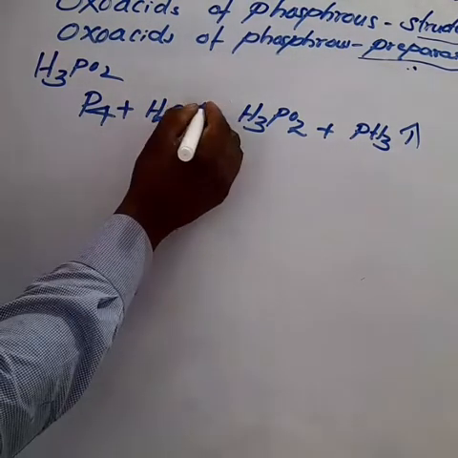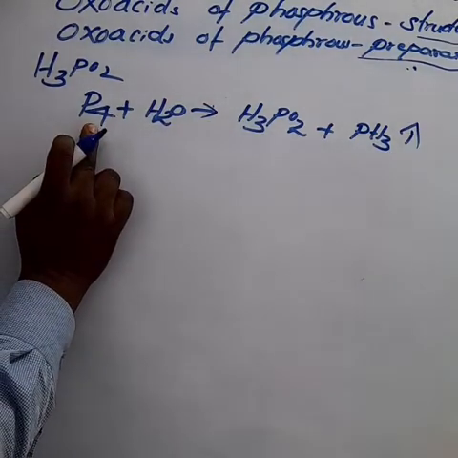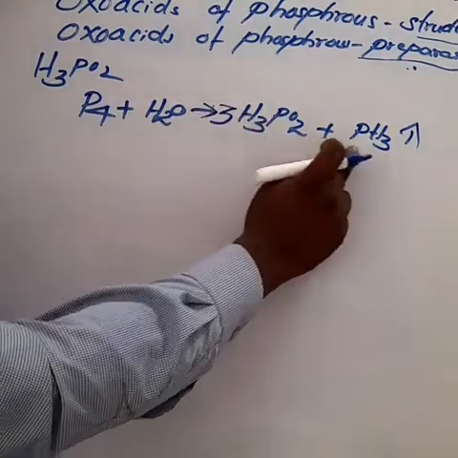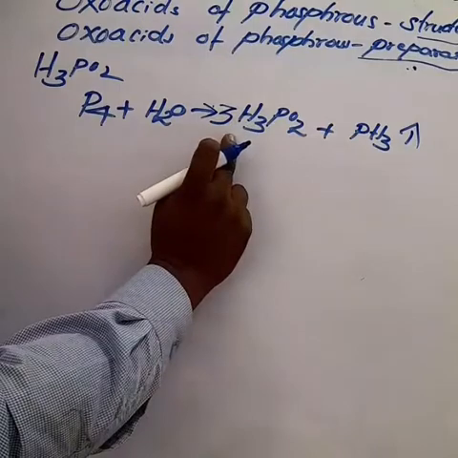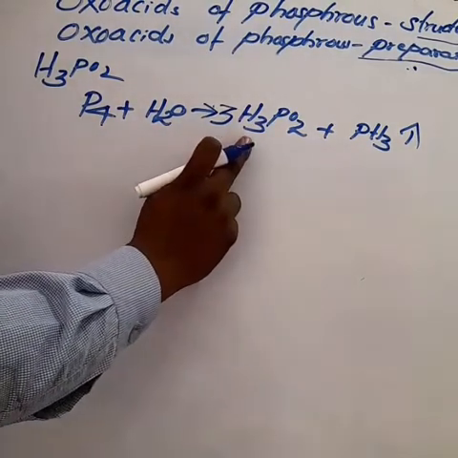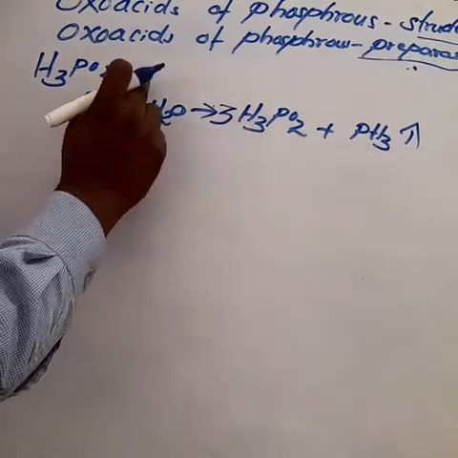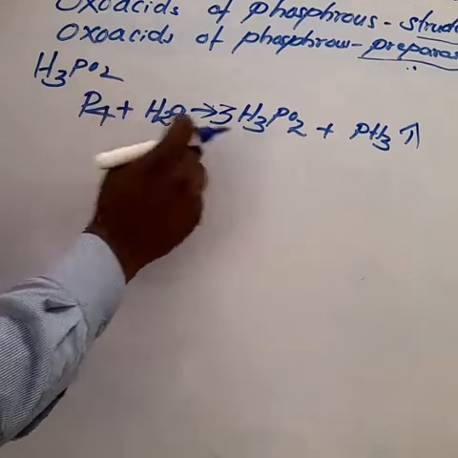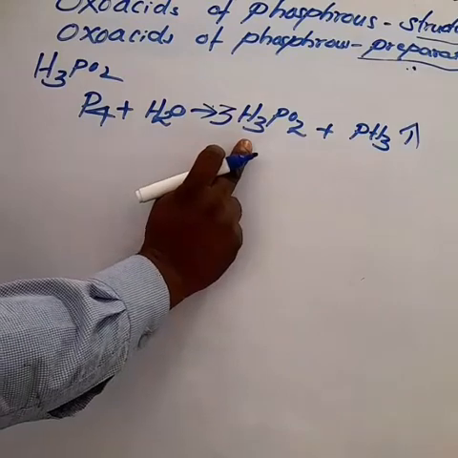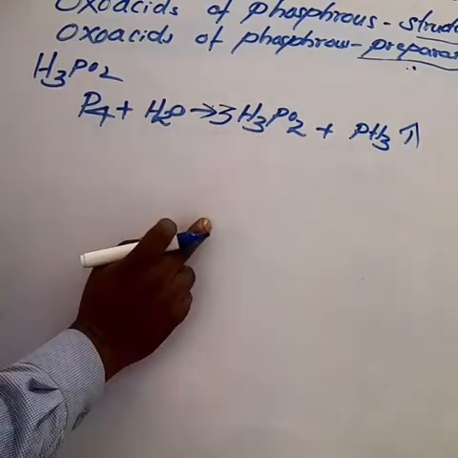So, how can you balance the equation? How many phosphorus atoms are on the reactant side? So make it on the product side: 1 phosphine and 3 H3PO2. So phosphorus is balanced. What about the hydrogen? Product side, 6 plus 3 is equal to 9. So make it 6.